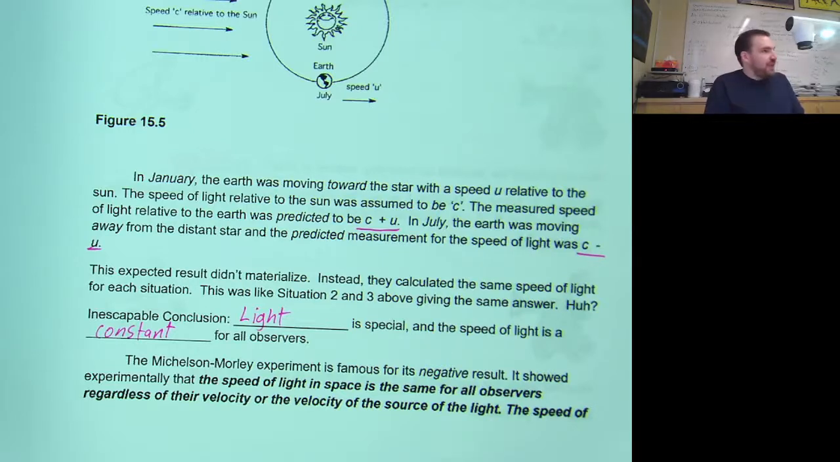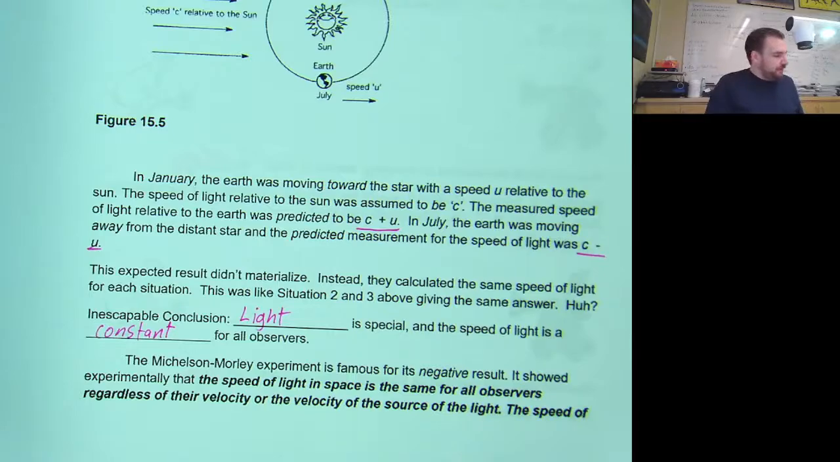Which makes no sense, Joseph, you're correct, based on the classical physics that we understand, and that was laid down by Newton. The Michelson-Morley experiment is one of the most famous negative results in physics. They went out to test something and it failed spectacularly. It showed experimentally that the speed of light in space is the same for all observers regardless of their velocity or the velocity of the source of the light.